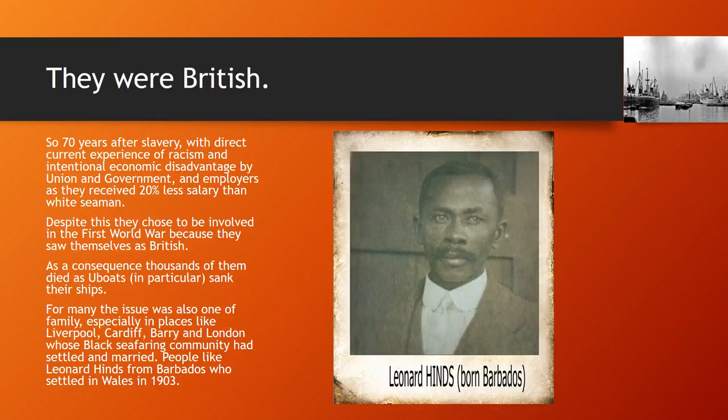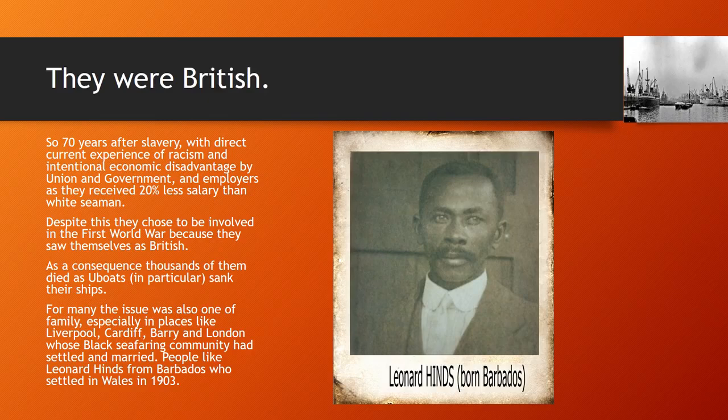So 70 years after slavery, with direct current experience of racism and intentional economic disadvantage by union and government, and the fact that the merchant navy companies who owned the ships paid them 20% less salary than a white seaman, despite this, Caribbean seamen chose to be involved in the First World War. Quite simply, they saw themselves as British, part of the British Empire. And as a consequence, thousands of them died as U-boats in particular sank their ships.